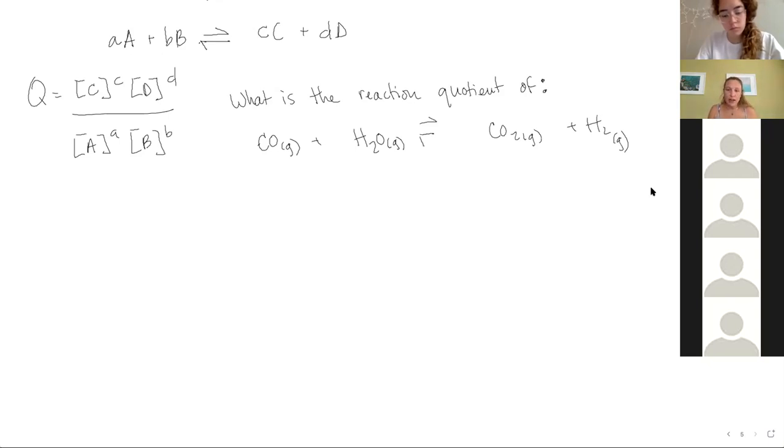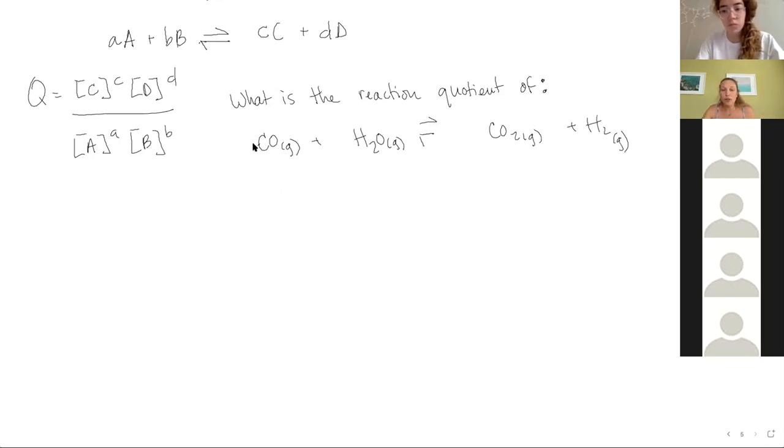Okay, great. Thanks, Kat and Emma. And you are right on the money. So first, you check if the equation is balanced. So carbon's balanced, hydrogen's balanced, oxygens are balanced.